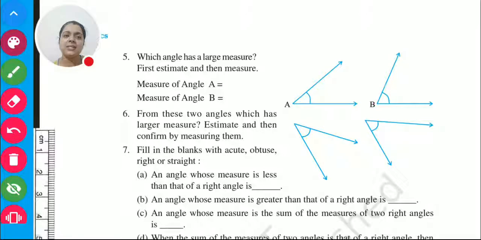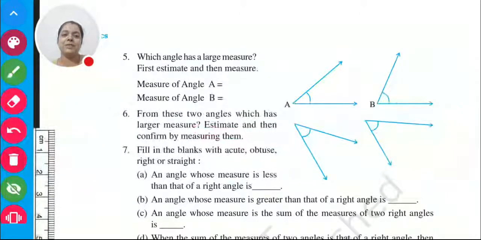Coming to number 6. Again the same here. You just see from these two angles which have larger measures. First you observe, okay? Because it is telling estimate and then confirm by measuring. So by estimating also I can easily say this angle is the larger one. But we have to confirm it as well. So just line to line and point to point.